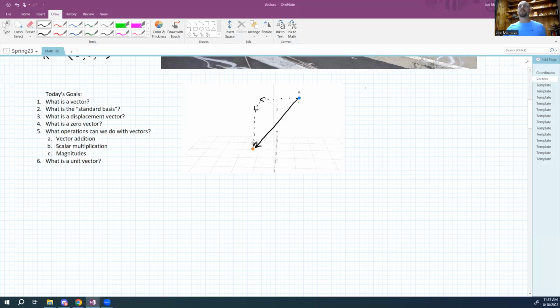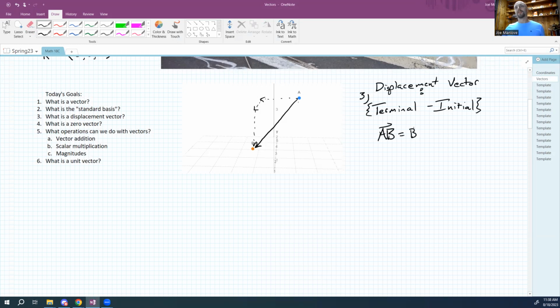Okay, so displacement vector. The thing I want you to remember from displacement vector is that it's terminal minus initial. And I just want you to think this, right? It's not quite a formula, but the formula, if I had to write it, would be the displacement vector from A to B is the vector B minus the vector A. All right, cool.